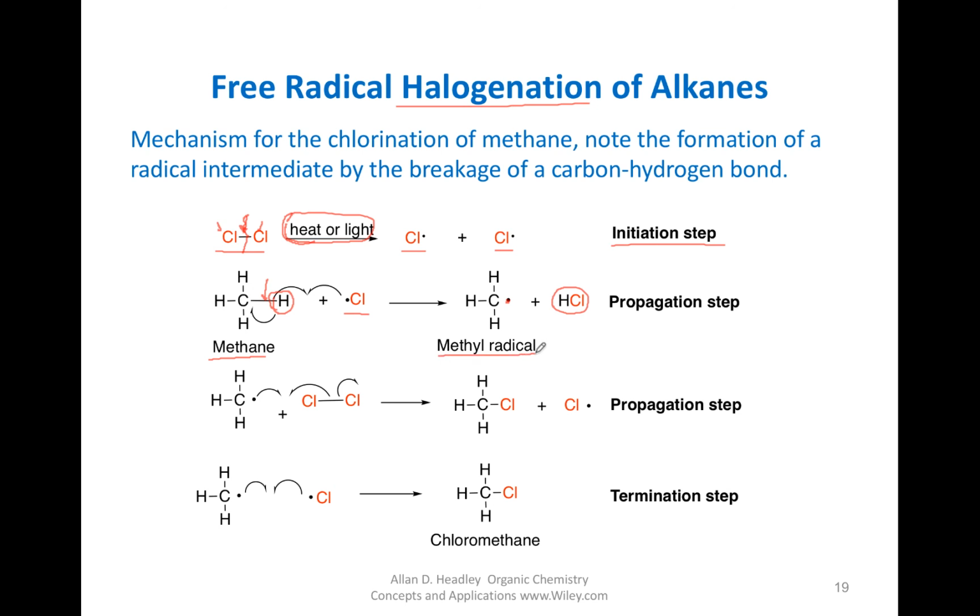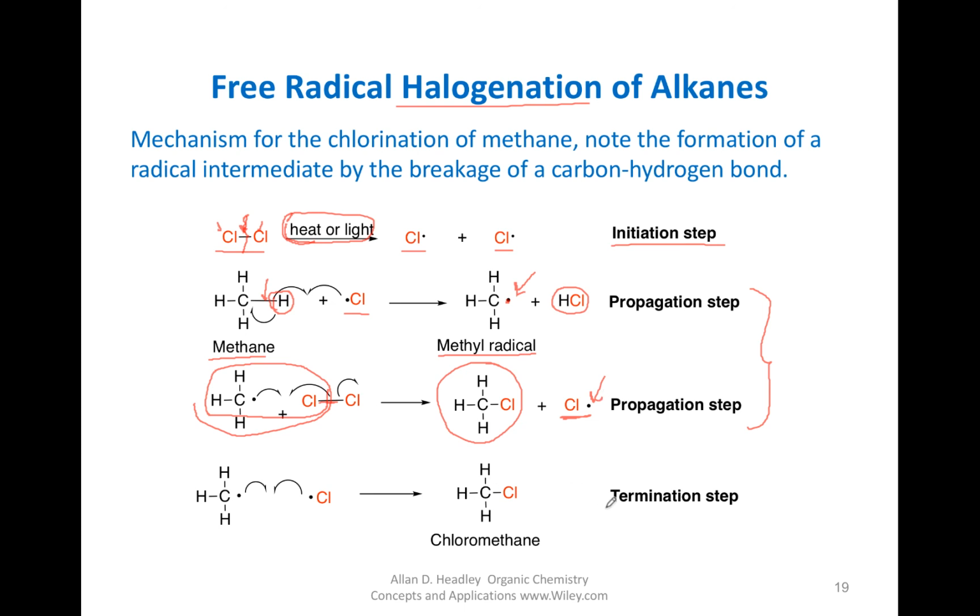Very reactive, not stable. Because it's very reactive, it will react with one chlorine here from this bond to form CH3Cl, leaving behind a chlorine dot. These two steps are called propagation steps. Why propagation? Because we have generated, or propagated, more radicals. Propagation, the generation of more radicals.